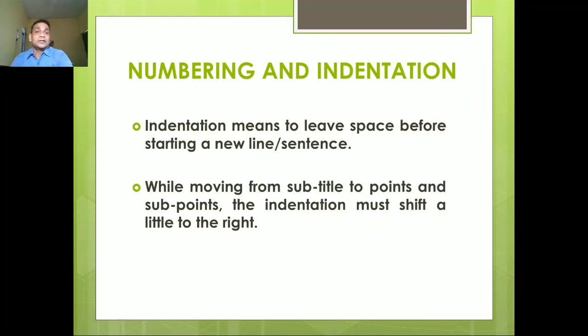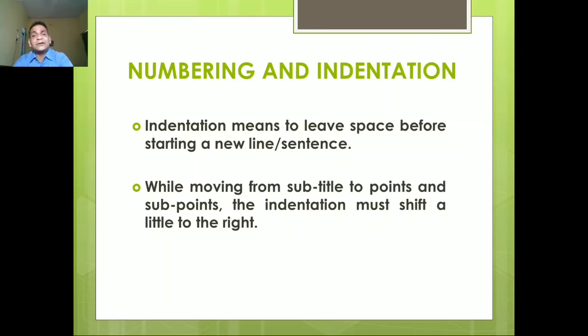Now, what is numbering and indentation? What is the importance of numbering and indentation? Indentation means to leave space before starting a new line or a sentence. So, it should be used properly while preparing notes. You need to give proper indentation to subtitles, points and subpoints. We will see a sample in the next slide regarding this.